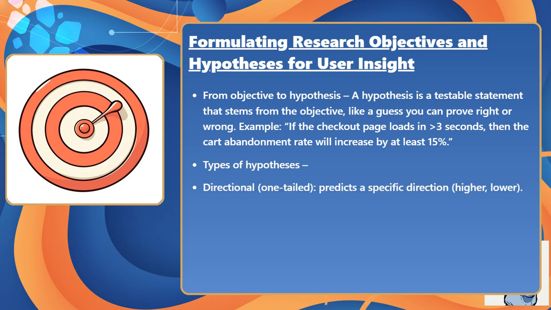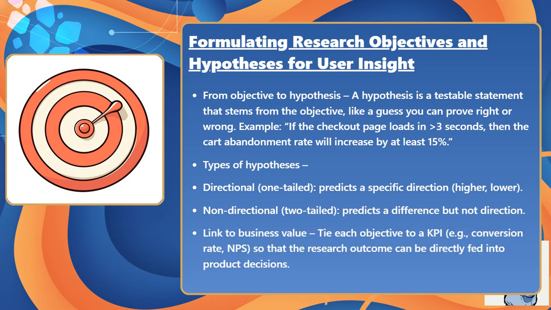Directional: one-tailed, predicts a specific direction, higher or lower. Non-directional: two-tailed, predicts a difference but not direction. Link to business value: tie each objective to a KPI, for example conversion rate or NPS, so that the research outcome can be directly fed into product decisions.